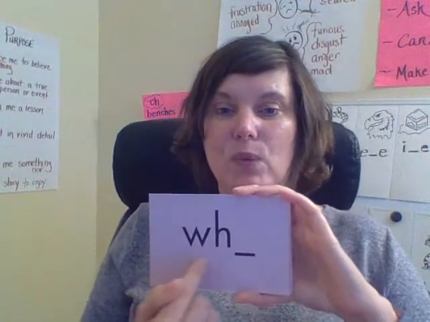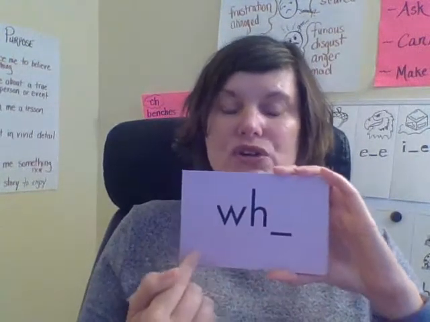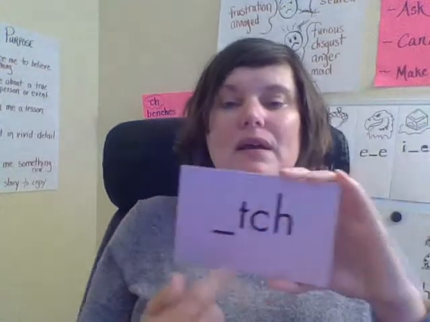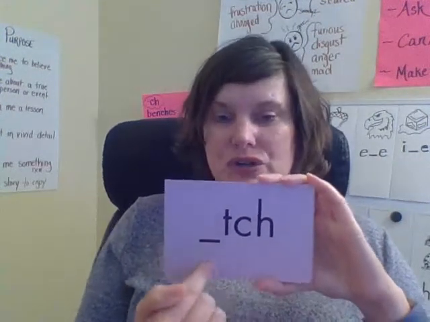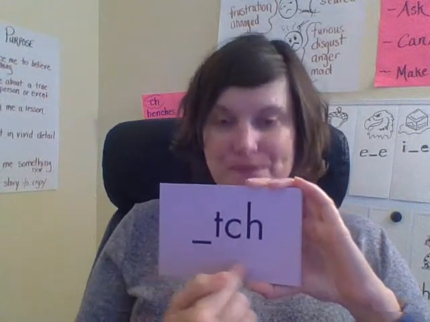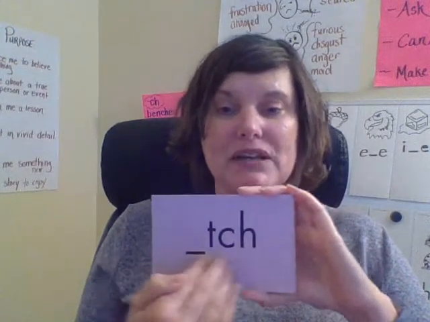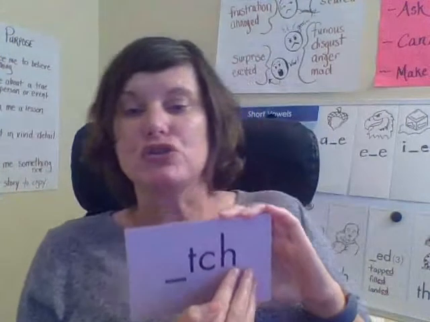Another digraph. W. Together, w. Your turn. Good. Like the wheezing whale. Another digraph. Ch. Together, ch. Your turn. Good. Remember this spelling for ch. It's like the choo-choo train.